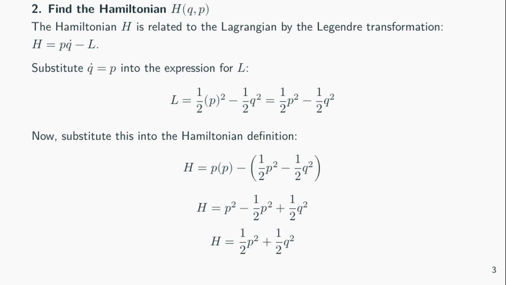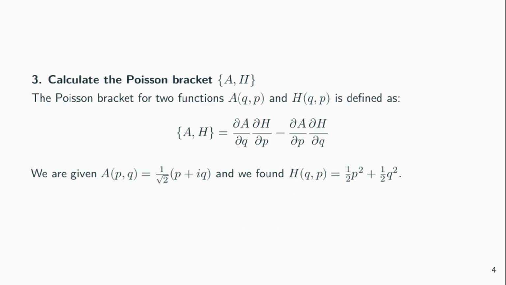Now we put this new form of L into the Hamiltonian definition. H equals P times P minus, in parentheses, 1/2 P squared minus 1/2 q squared. Simplifying this, we get H equals P squared minus 1/2 P squared plus 1/2 q squared. Combining the terms with P squared, we have P squared minus half of P squared, which leaves us with 1/2 P squared. So the Hamiltonian H is 1/2 P squared plus 1/2 q squared. This is the standard Hamiltonian for a simple harmonic oscillator.